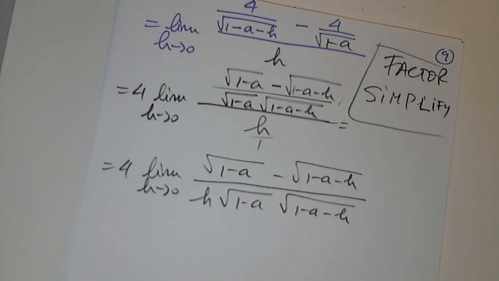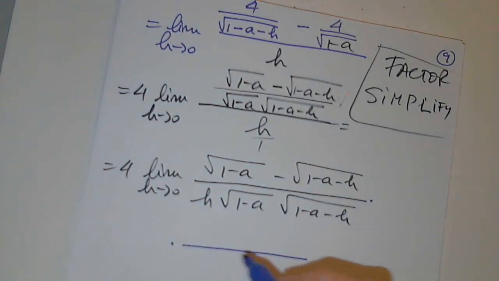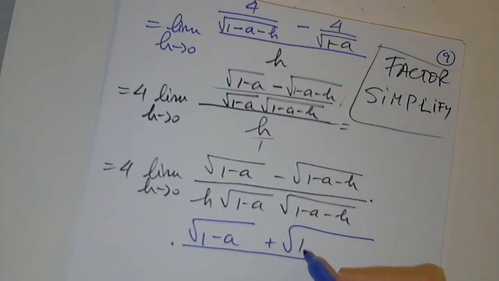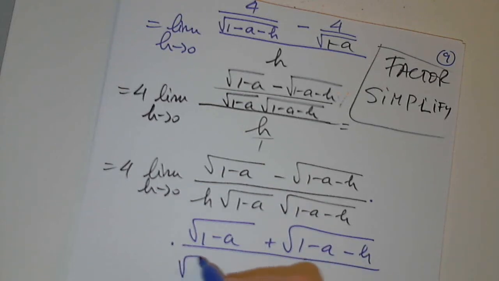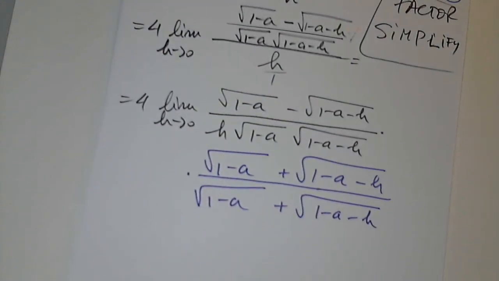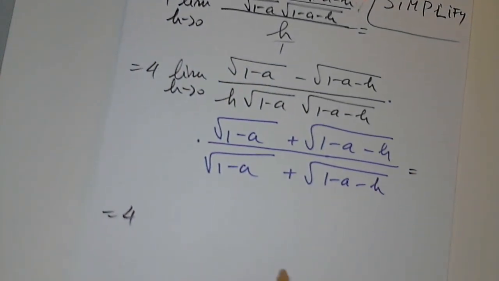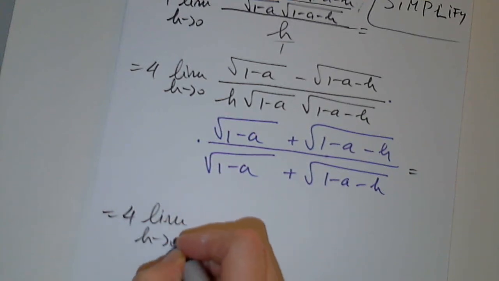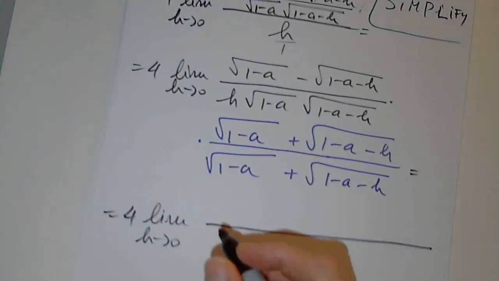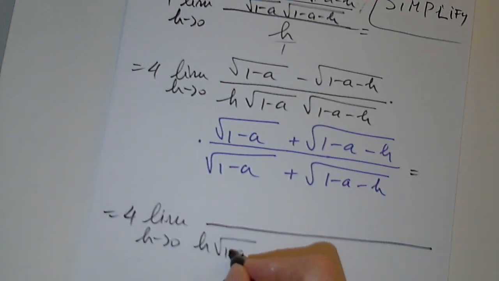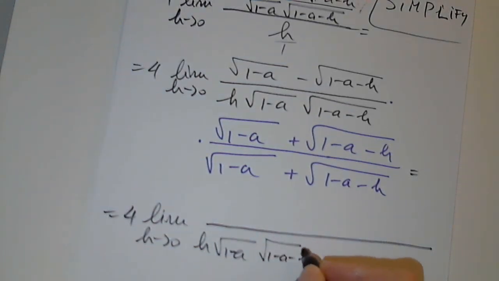So I have to work on the top. That's my only hope. And how do I work on the top? Conjugate. Very good. That's my only chance. The square root of 1 minus a plus the square root of 1 minus a minus h. I will write like the lazy people, the denominator, and you'll give me the numerator. Because I only have to copy. I don't have to do anything.